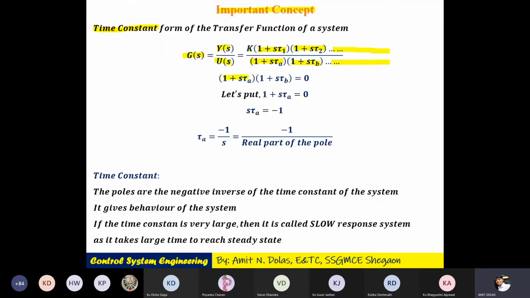So putting the denominators 1 plus s tau a and 1 plus s tau b equal to 0. Let's put 1 plus s tau a is equal to 0. Then s tau a will be -1. What is tau? Tau is a time constant. Therefore, the value of tau will be -1 by s. And what is s? It is a pole, but we will consider only the real part of the pole.